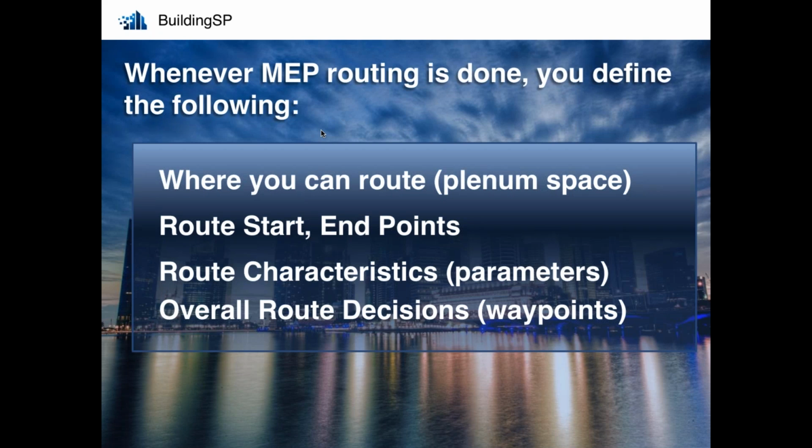But again, when you're in GenMEP, we have options that let you pick the parameters that define a route. And then you have overall route decisions that are described as either waypoints or defining the spaces that a given pipe, conduit, or duct can be routed within.